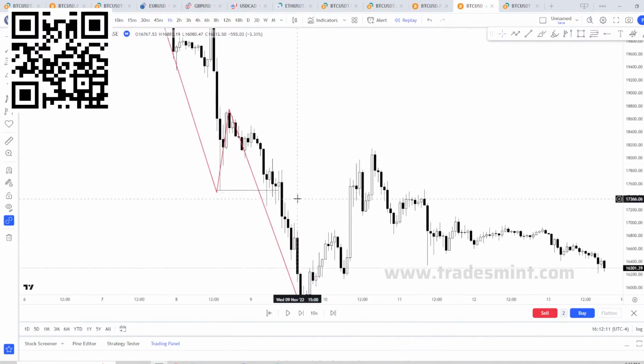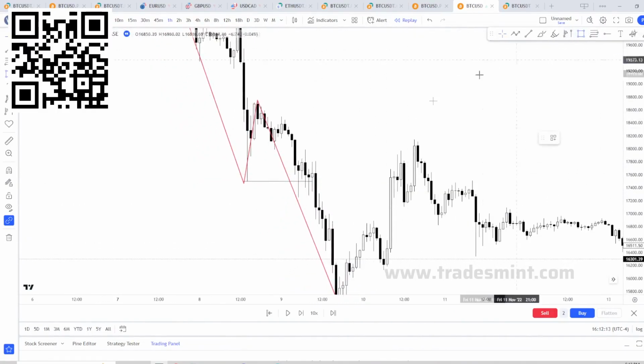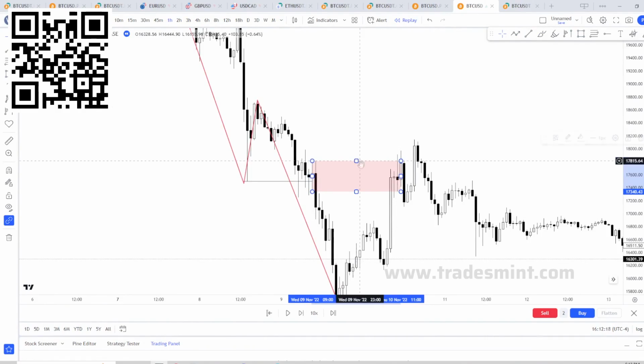So there was a supply zone on the 1 hour time frame, but it didn't do anything. And that would have been right here. And you could have included that wick. Basically, price shot right through that supply zone. So that's our first failed supply zone that we've seen so far. So we had a failed supply zone.